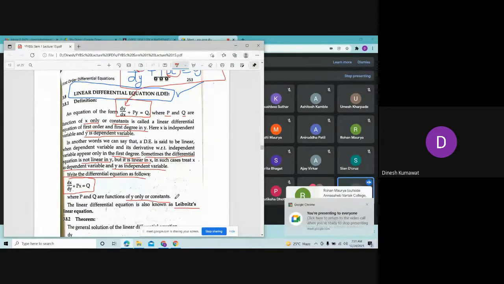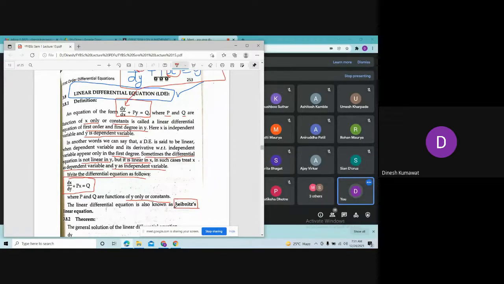And the very famous physicist or mathematician, which is nothing but Newton. Because of these two mathematicians, we are studying integration. Okay, so please remember.